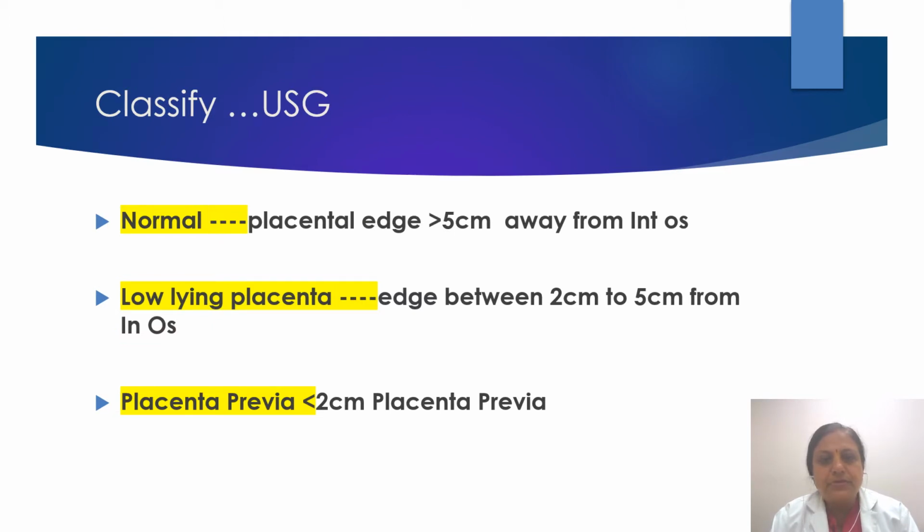The classification of placenta previa by USG. In a normal placenta, it is situated more than 5 centimeters away from the internal os. That is the normal situation. When the placenta is between 2 centimeters to 5 centimeters from the internal os, it is called a low-lying placenta. And when the placental edge is less than 2 centimeters from the internal os, then it is called placenta previa.